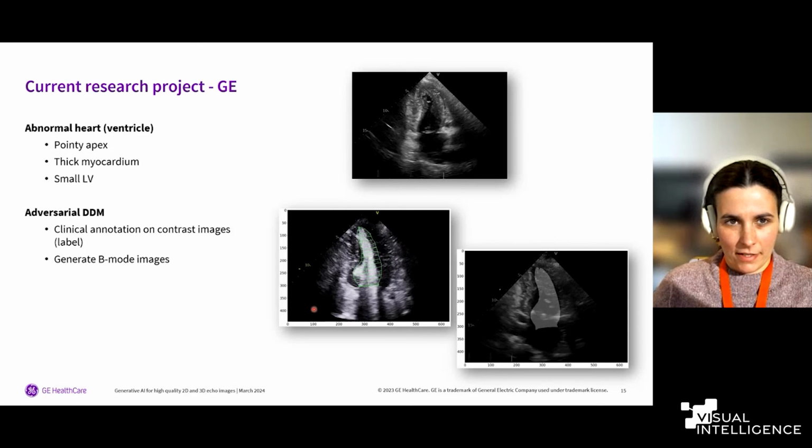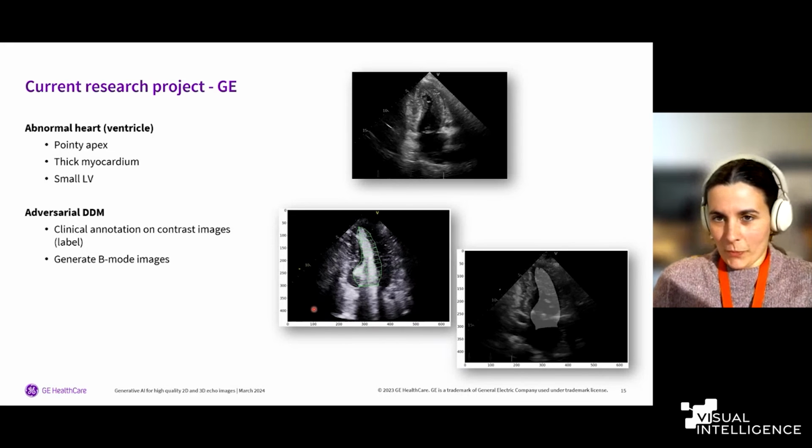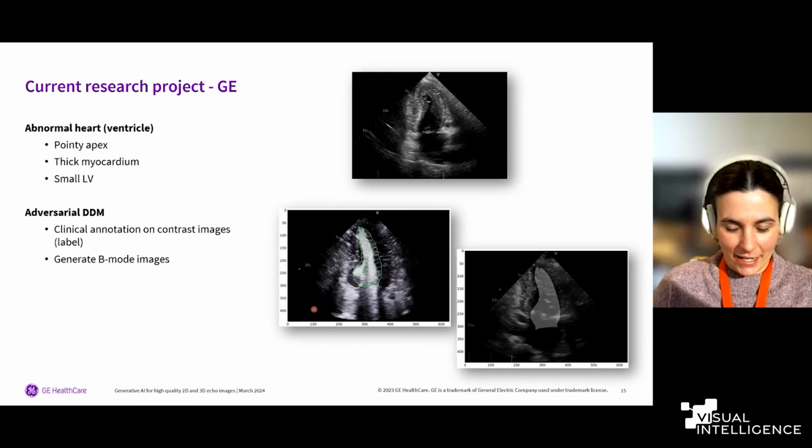This is the main one. What we're trying to do here is, like I said in the beginning, there are normal conditions, so no pathologies, healthy hearts. But a lot of the population also has abnormal hearts. It can be a small ventricle, a thick myocardium, or a pointy apex, as you see here at the top. All these characteristics are linked to pathologies, but even though the pathologies are common, the combination of all these characteristics in one pathology is not very common.